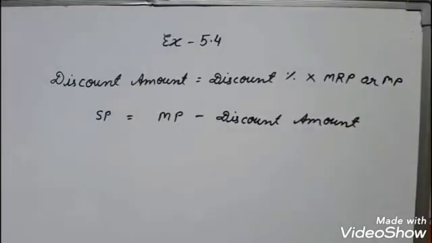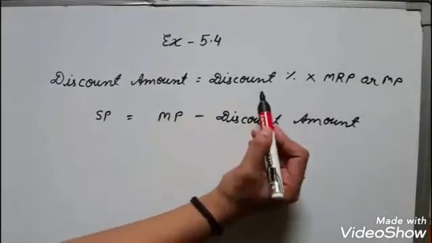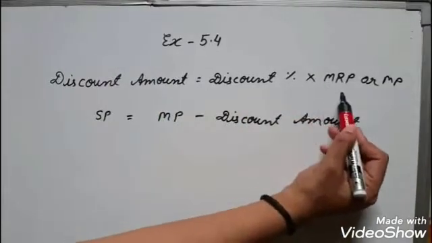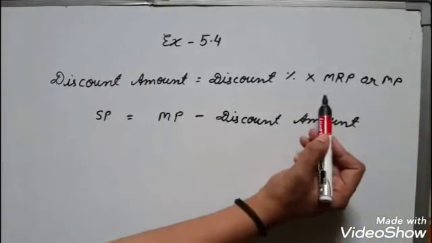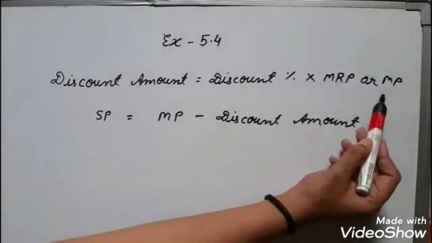Students, let's start exercise 5.4 and the topic of this exercise is discount. I explained to you about discount in previous video lesson. We have two formulas here for this exercise. Discount amount formula is discount percent into MRP or MP. MRP stands for maximum retail price and MP stands for marked price.